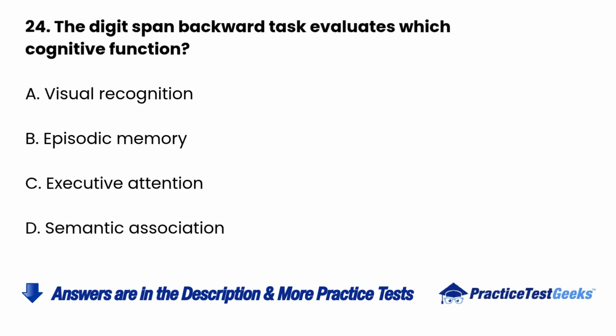24. The digit span backward task evaluates which cognitive function? A. Visual recognition. B. Episodic memory. C. Executive attention. D. Semantic association.